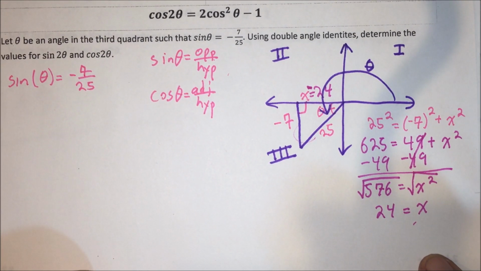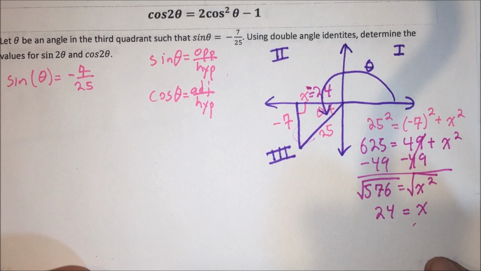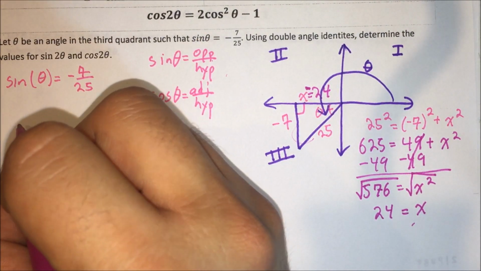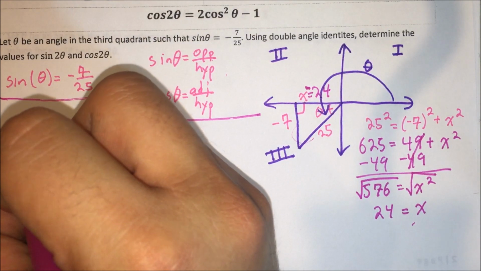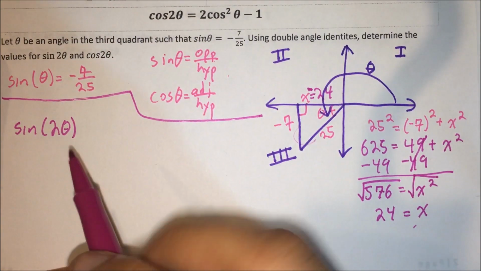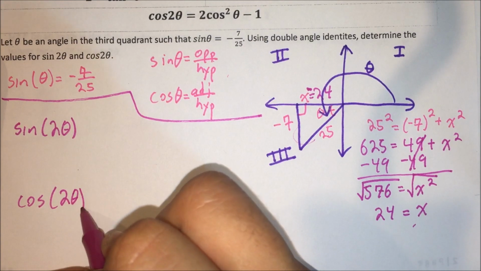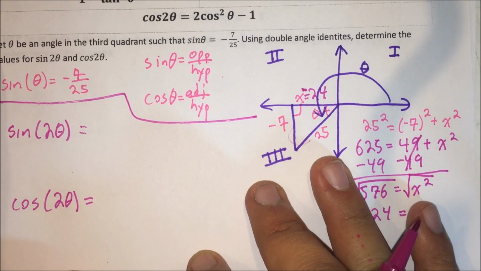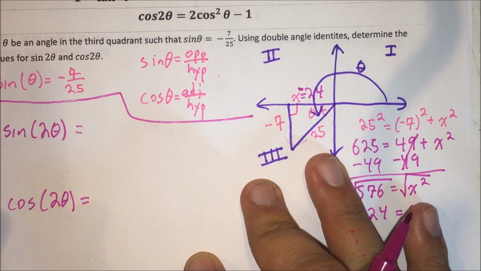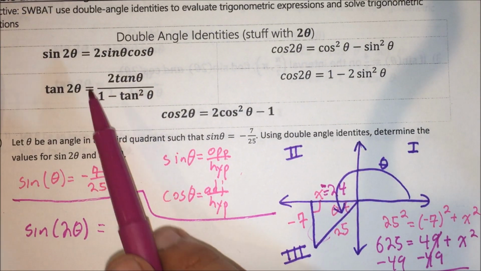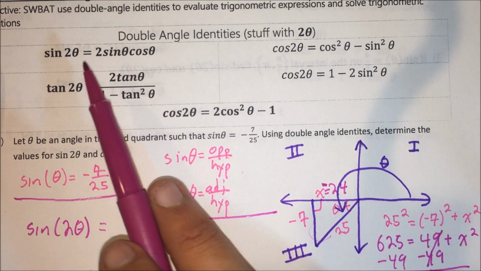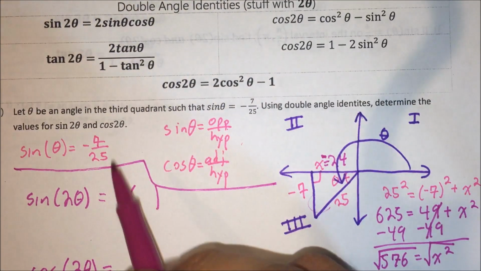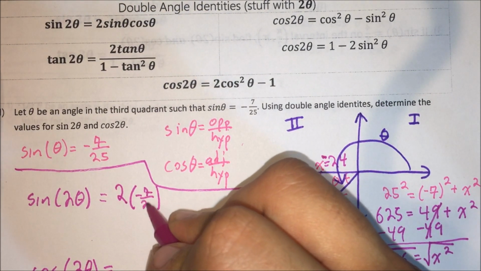All right, so now what? Well, all we have to do now is use our, what are we looking for? Well, we're looking for sine of 2 theta. I'll write it over here and I'll kind of make a line to split this up. We want what sine of 2 theta is and what cosine of 2 theta is. And how do we get those? Well, we just use our double angle identities, which we just learned about. So we look up here and we notice there's only one for sine. So to get sine of 2 theta, you just take 2, put a 2 there, and multiply it by sine, which we just figured out, that's -7/25.